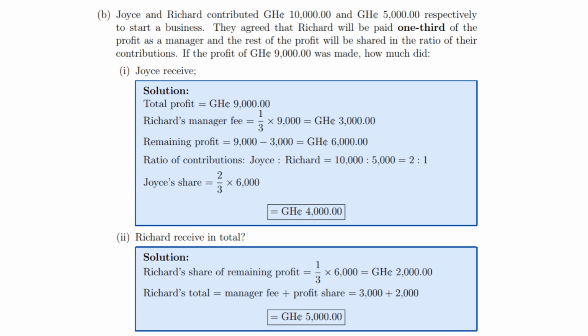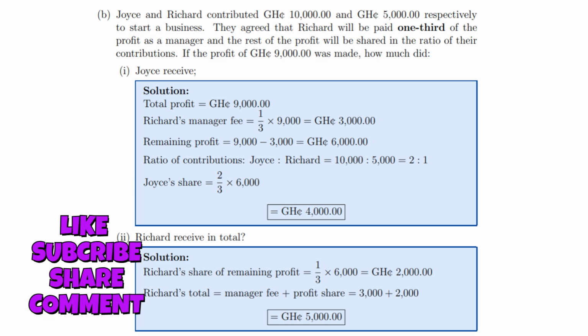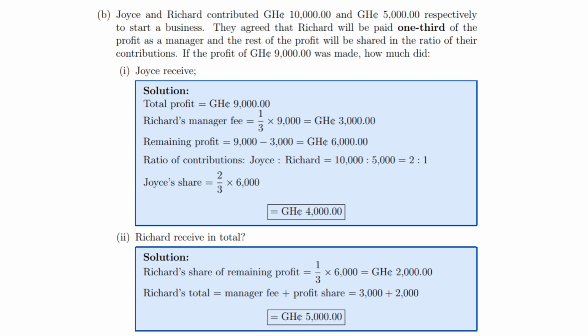And for Richard's share, Richard has an additional 3,000 plus his ratio contribution, which is 1/3 times 6,000, which gives us 2,000. So 3,000 plus 2,000 gives us 5,000. So Richard receives a sum of 5,000.